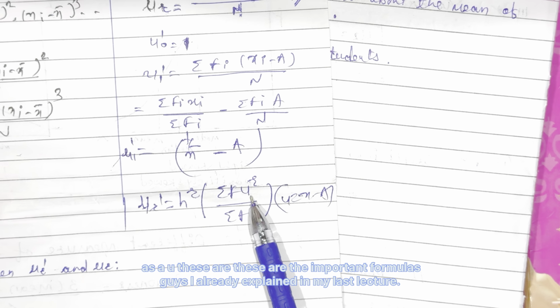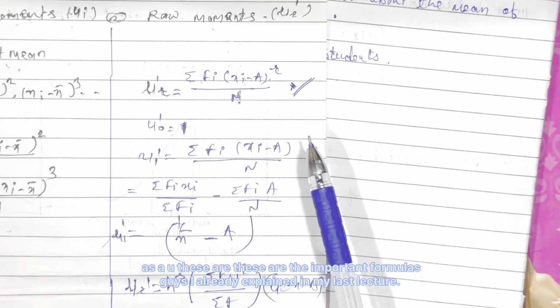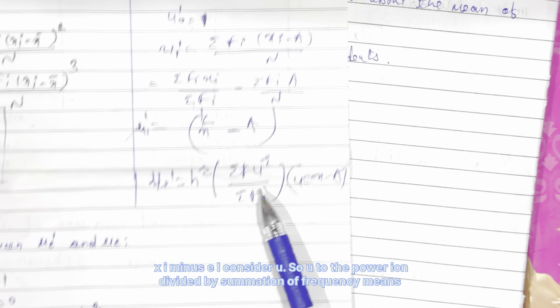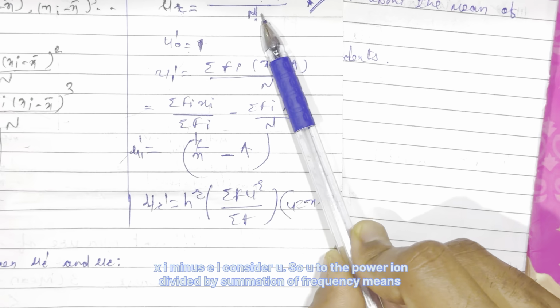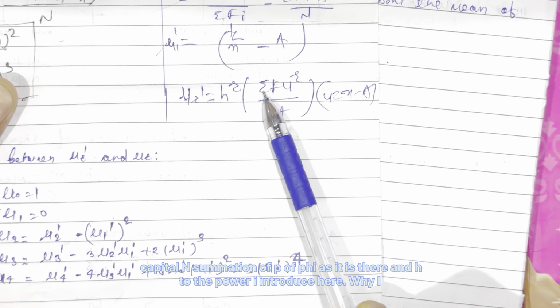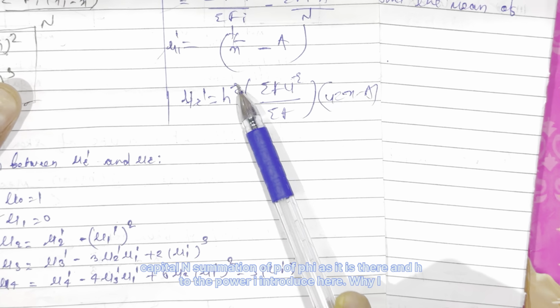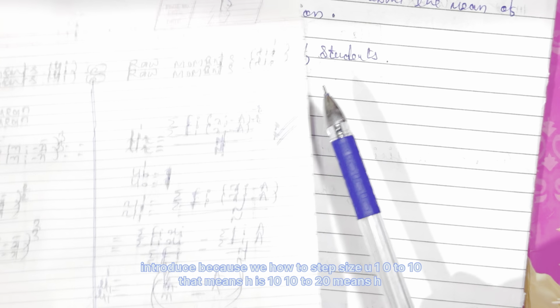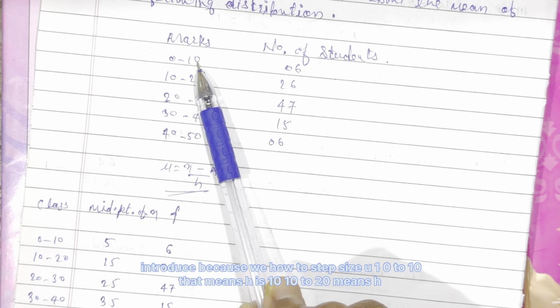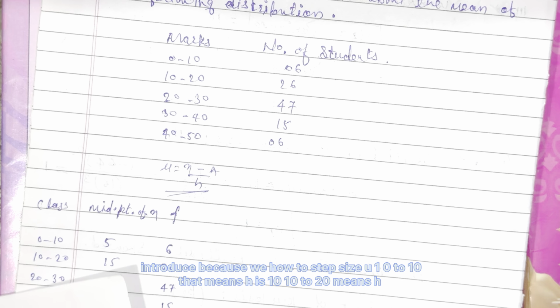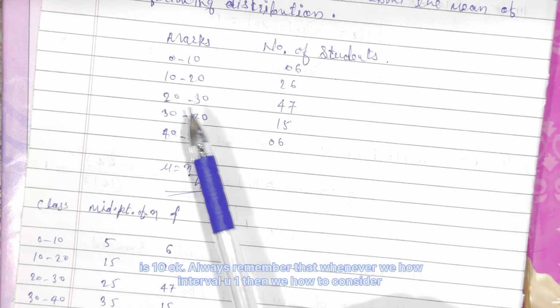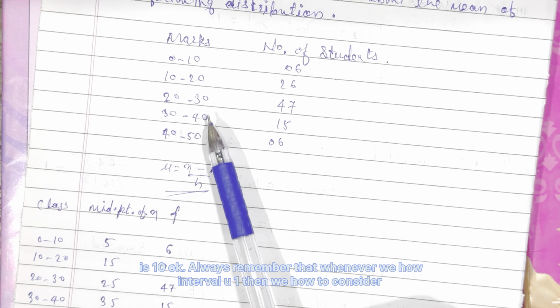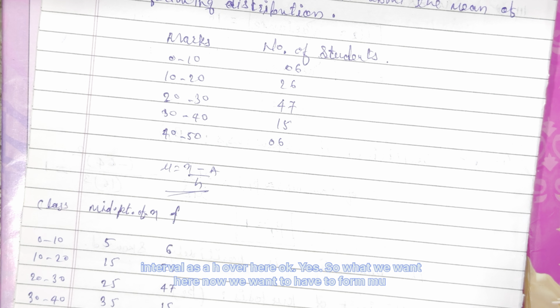These are the important formulas, guys. I already explained in my last lecture. Xi minus a I consider u. So u to the power n divided by the summation of frequency, capital N, summation of fi as it is there, and h to the power n I introduce here. Why do I introduce it? Because we have step size given: 0 to 10 means h is 10, 10 to 20 means h is 10. Always remember that whenever we have an interval given, we have to consider the interval as h over here.